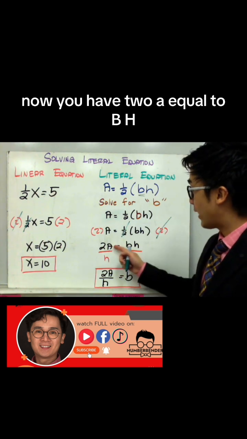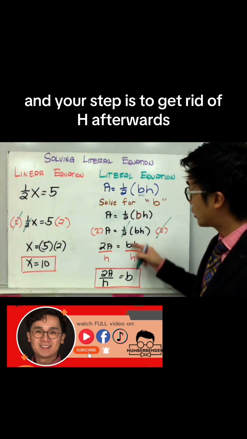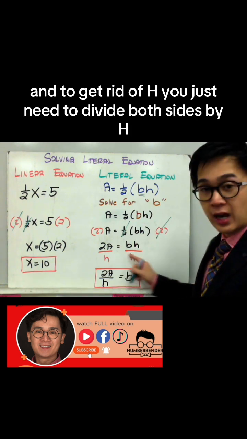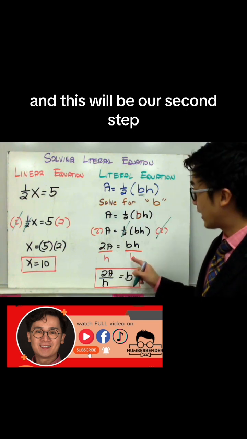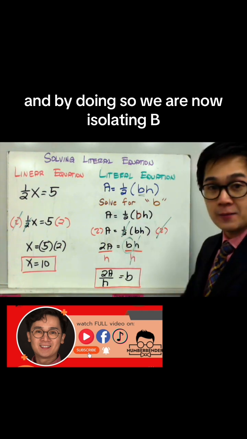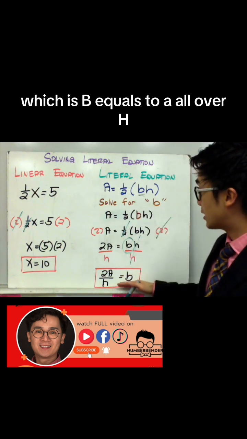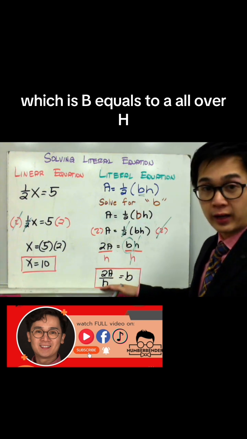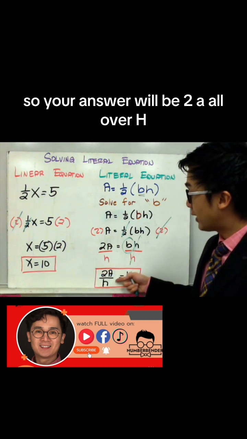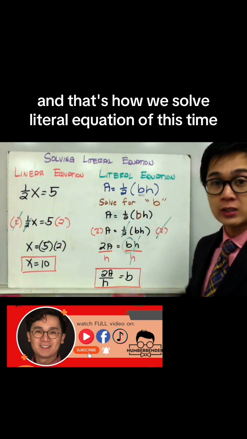Now you have 2a equal to bh, and your next step is to get rid of h. To do that, you divide both sides by h, and this will be our second step. By doing so, we are isolating b, so b is now by itself. We have solved our equation: b equals 2a over h. You cannot simplify this any further, so your answer is 2a over h. That's how we solve literal equations of this type.